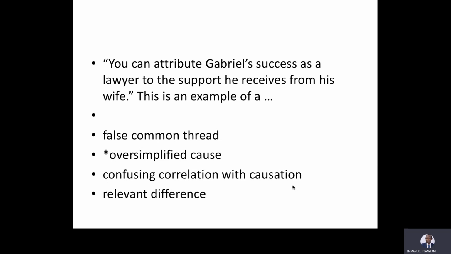So we can say his wife's support is a contributory cause because it helps him to work hard and to do his research well. But that support alone cannot make him a successful lawyer. If she supports him and he doesn't work hard, he cannot be a successful lawyer. So saying his success is due to the support he receives from his wife is an oversimplified cause.